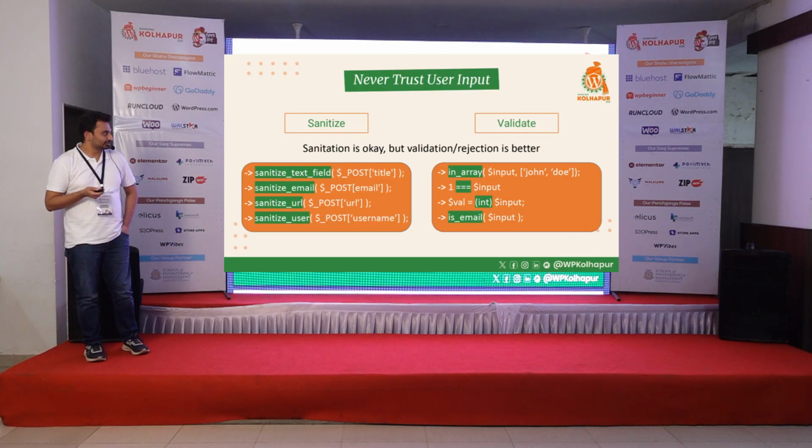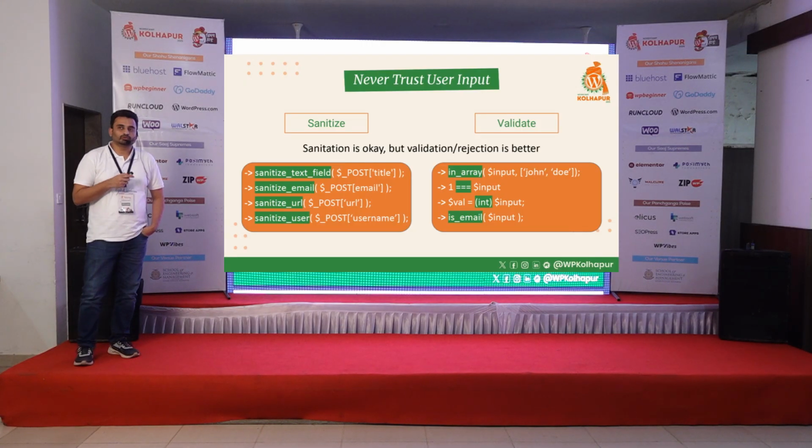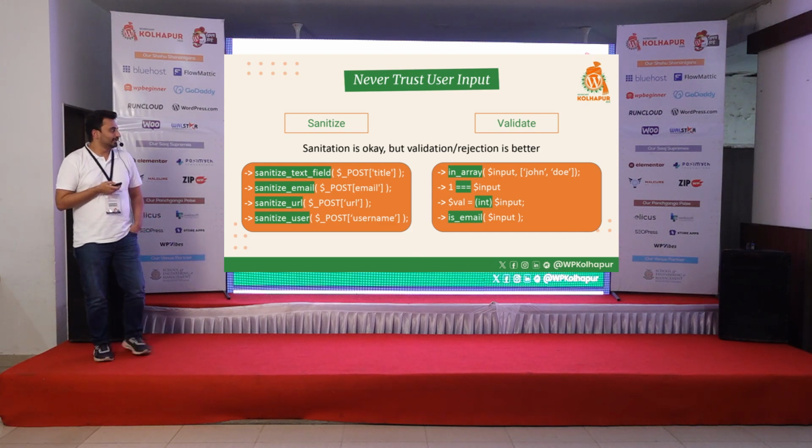And then we have validate functions. So in validation, you should make sure that the input that you have received is exactly the same as what you expected. So let's say you have a drop down where you have two options, let's say John and Doe, and if the user submitted some third option, then you should trigger an error, and you can use the in_array function to validate that. Then you have equal to validation. So if you are expecting the input should be exactly 1, you should use a double equal to or triple equal to make sure that the input is exactly the same as what you expected.